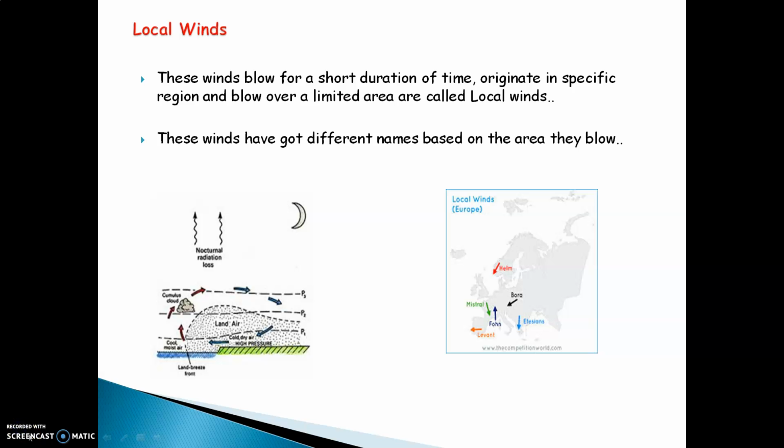For example, if the wind is blowing on the mountain areas, it is called mountain breeze or mountain winds. If the winds are blowing on the sea or on the ocean, it is called sea breeze or sea wind. So the name local winds is derived from the area where the winds are blowing. Therefore, it is named local winds. The area it is blowing over gives the name.